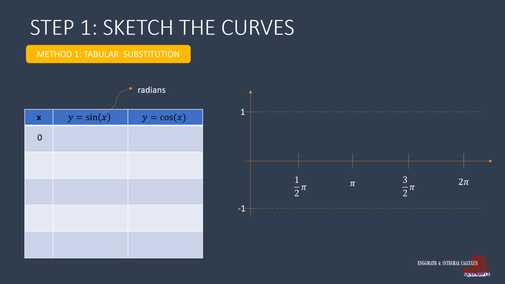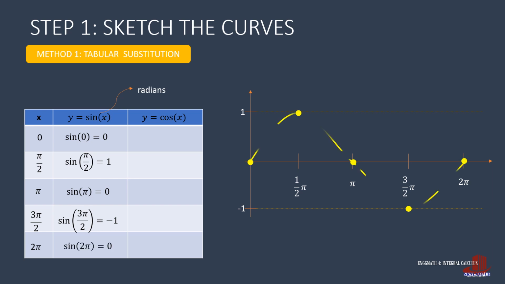If x is 0, y is sine of 0, or that is 0. Next, if x is pi over 2, y is sine of pi over 2, giving 1. Then if x is pi, sine of pi is 0. Also, with x as 3/2 of pi, y turns out as negative 1. Then if x is 2 pi, y is computed as sine of 2 pi, which is 0 again. Trace out the points and see that the curve is a periodic wave.